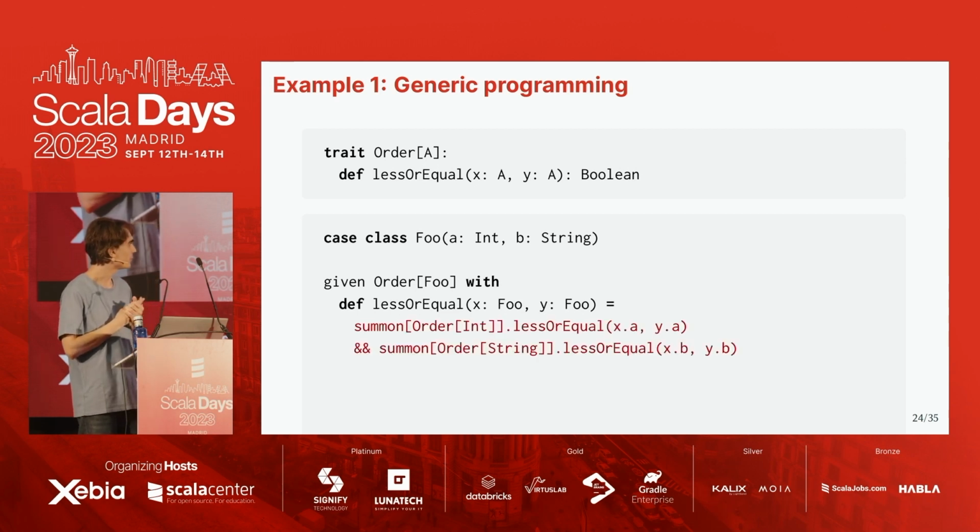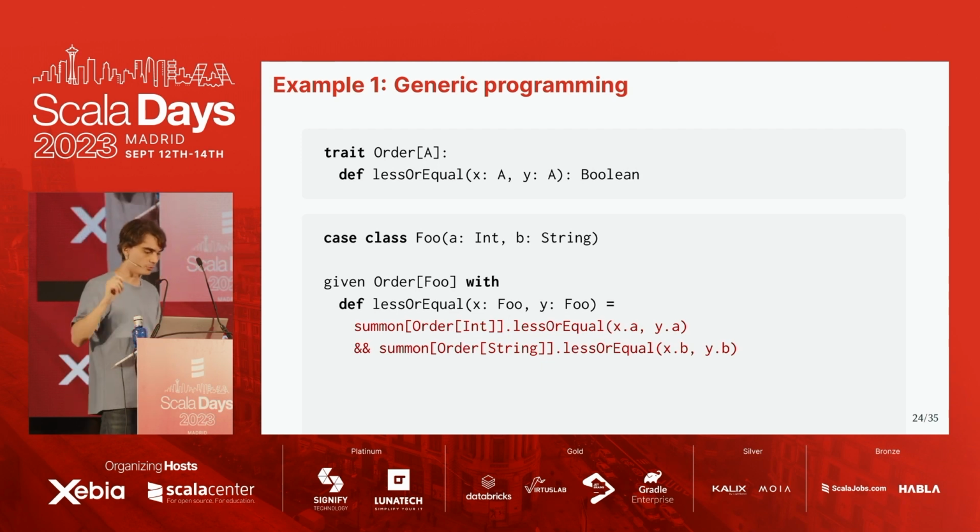You can say, okay, I'm going to summon the order of Int and use it to compare my first field, then summon the order on String and use it to compare my second field. And summon in Scala 3, by the way, is the same as implicitly in Scala 2 with more precise typing. So this works, but imagine if I had 10 fields or something in Foo, then it would get very boring, right? So generic programming is about how to avoid that kind of boilerplate.